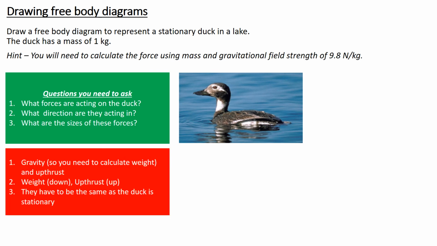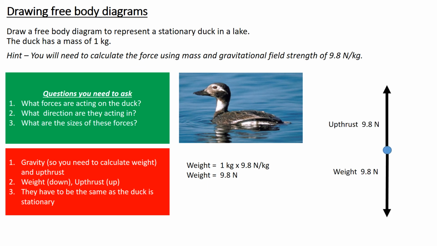So, number 1, forces acting: gravity and upthrust. So, the weight acting downwards and the upthrust acting up. As long as you put about 10 newtons down, 10 newtons up, you'll be fine. This is a very small duck. Obviously, I haven't weighed any ducks lately. So, weight of my duck is 1 kilogram, and I times that by 9.8, which gives me 9.8 newtons. Awesome. And my free body diagram would look like this. Even better.